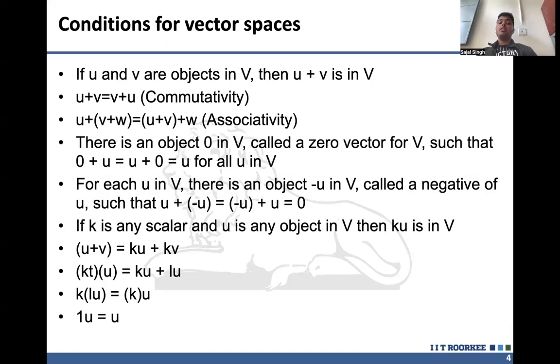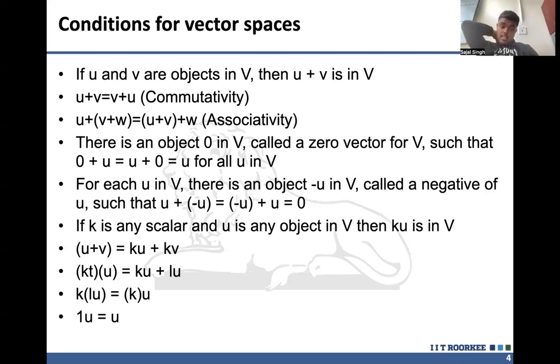Also, if there is an object 0 in V, it will be called the zero vector for V, such that 0 plus U is equal to U plus 0, which is equal to U for all U in V. Also, it can be used for W, that is 0 plus W should be equal to W plus 0, which should be equal to W for all W in V. For each U or each W in V, there is an object minus U or minus W in V, which is called the negative of U and negative of W respectively, such that U plus minus U is equal to minus U plus U, which will be equal to 0.